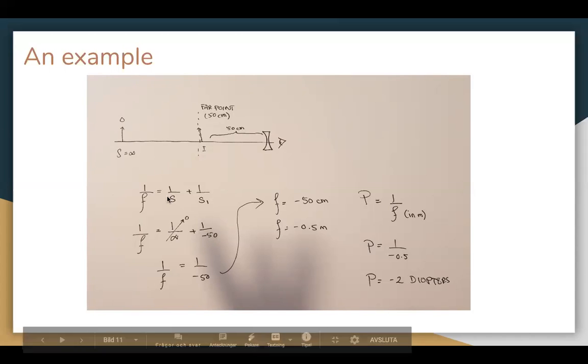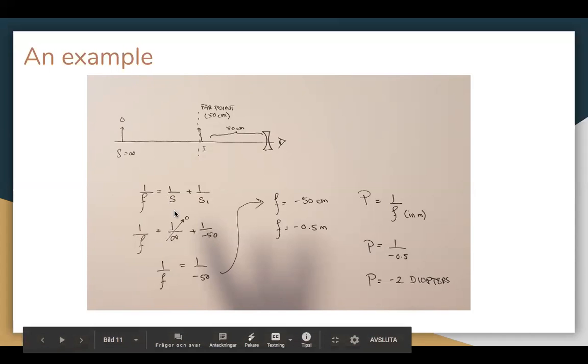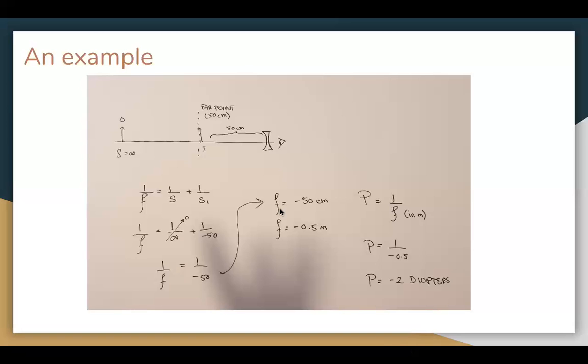And now we calculate it all. We know that 1 over infinity is 0, so we will get this result. And if we invert the equation, we will get the final result as minus 50 centimeters. And so that must be the focal length of the lens.